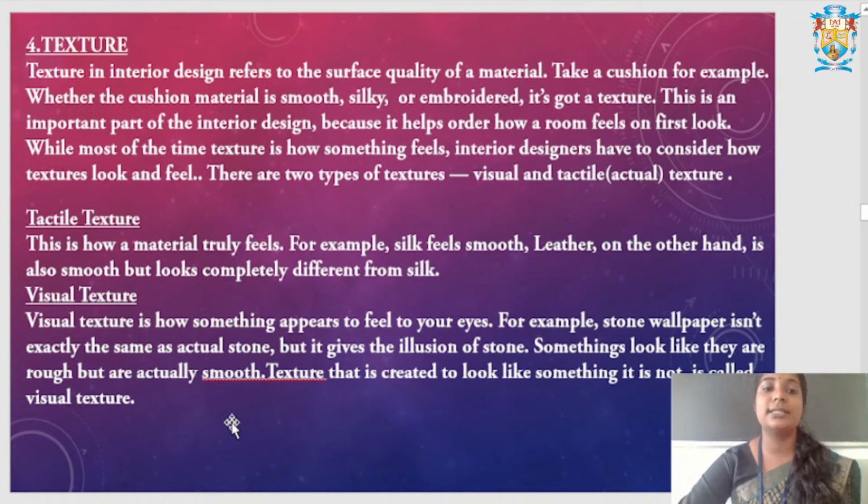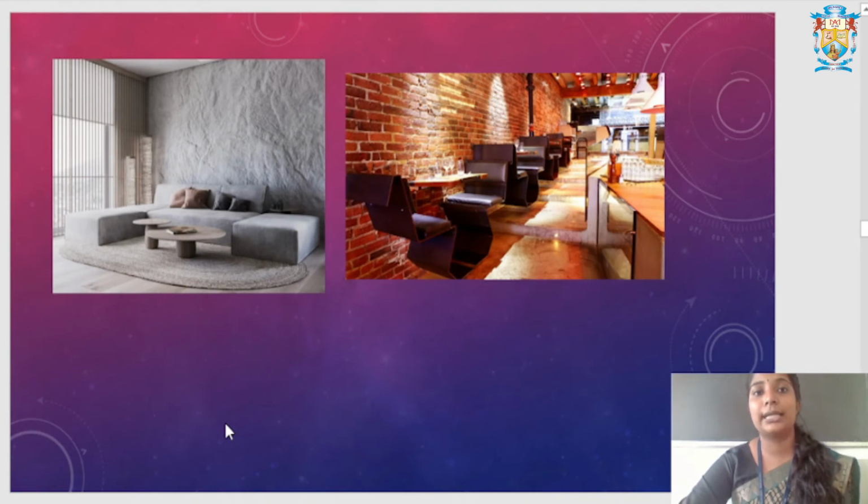Now visual is about sight. Visual texture is how something appears to feel to your eye. For example, stone wallpaper isn't the same as an actual stone, but it gives the illusion of a stone. Something may look rough but is actually smooth. Texture that is created to look like something it is not is called visual texture. Here I can give an example. They have given a brick wall. Here they have given a texture.